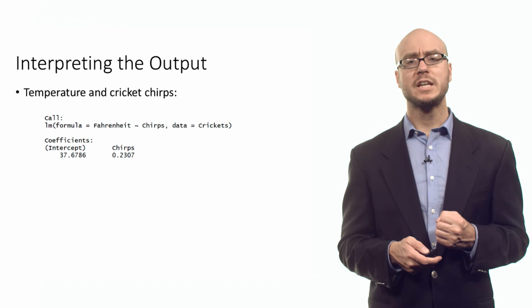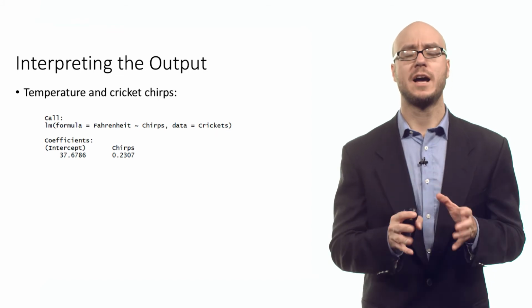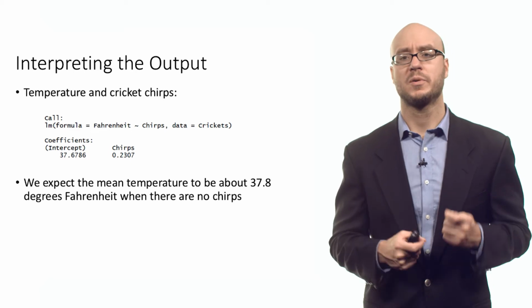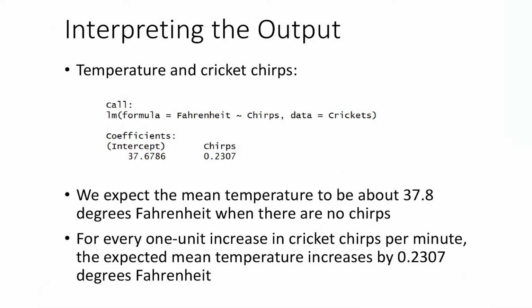Interpreting the output, let's look at this output again, because it's very useful to understand how to interpret regression model output. Here we have the output from statistical software. From this output, we're given these two values, which we call the coefficients, the intercept and the slope. The slope here is chirps. The statistical software tells us the name of the variable when it refers to the slope. And then the intercept is 37.8 roughly.